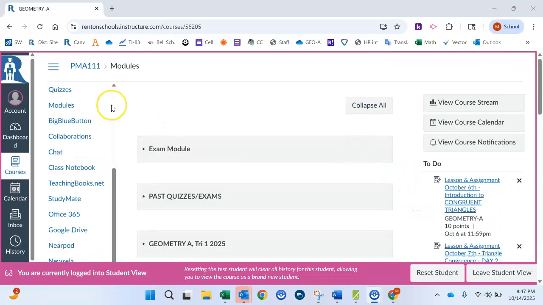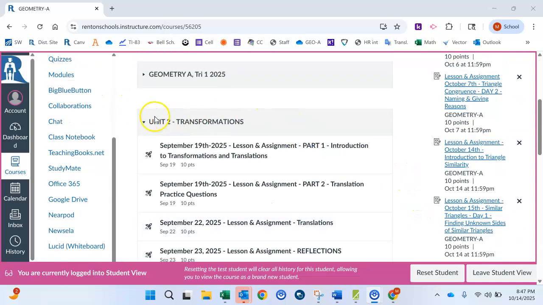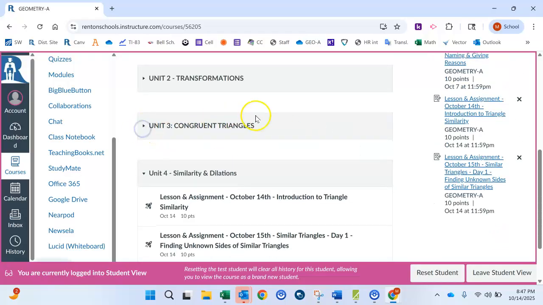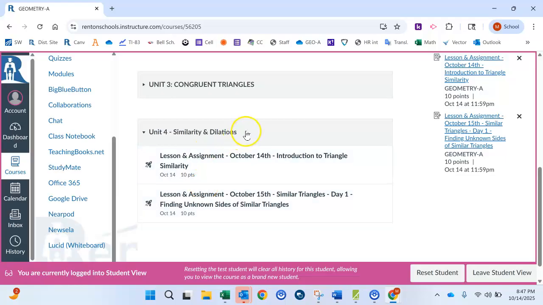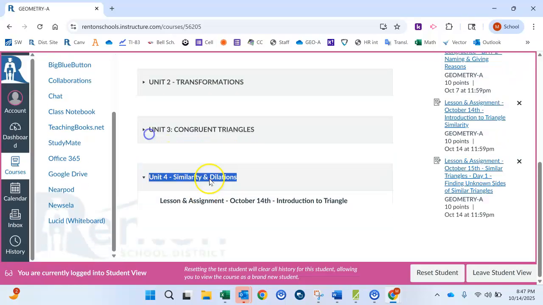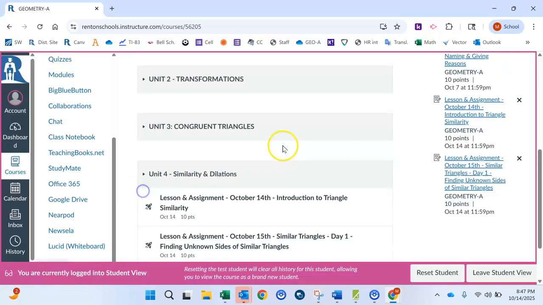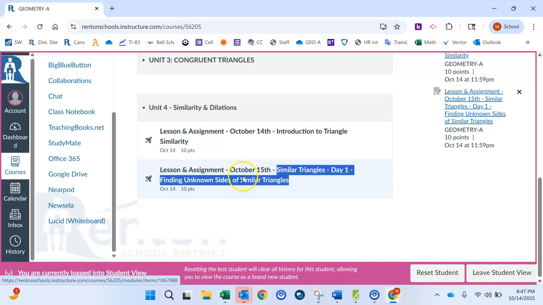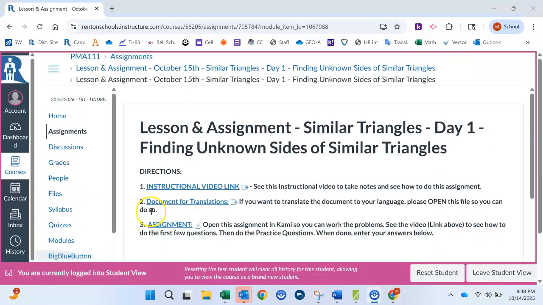Hello, today we are working on, no, we're done with this unit. So we're working on day 2, similarities and dilations, unit 4. And we are working on this assignment here, finding unknown similar triangles. Day 1, finding unknown sides of similar triangles. So let's go ahead and click on that.